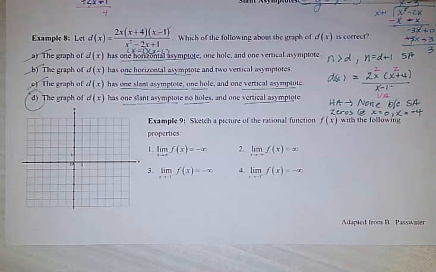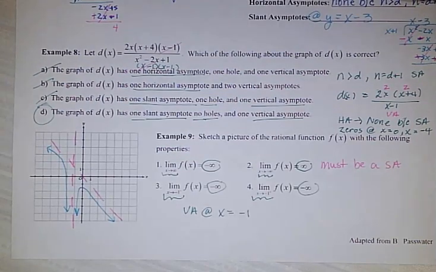Okay, so my bells are ringing, but we're almost finished here. So let's go ahead and pause our video and see if you can sketch a picture of this rational function with the following properties. So you're going to have to interpret what the properties mean and then do a rough sketch of what that might look like. So pause your video one last time and finish this last problem.